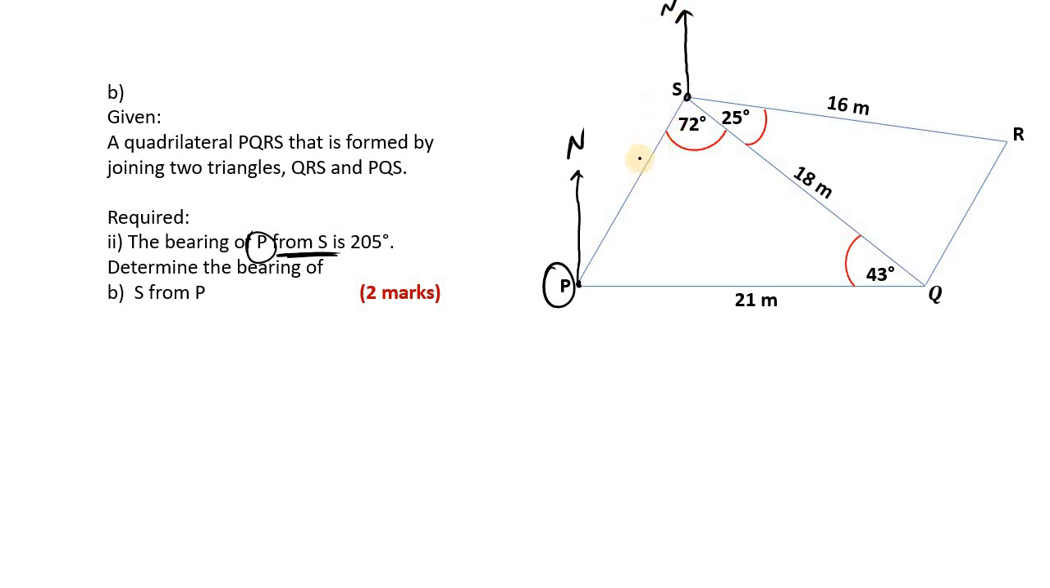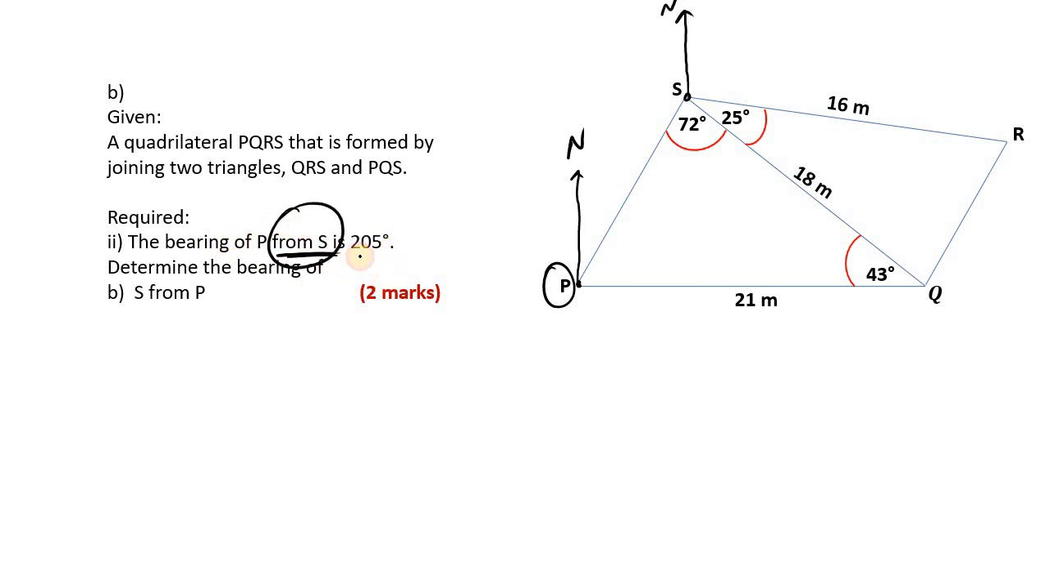Okay, and once you think about north lines being parallel to each other, think about alternate angles, co-interior angles, corresponding angles, and so forth. So those are usually useful in dealing with bearings, since you have parallel lines. Okay, now it tells us that the bearing of P from S is 205. So let's see where that is.